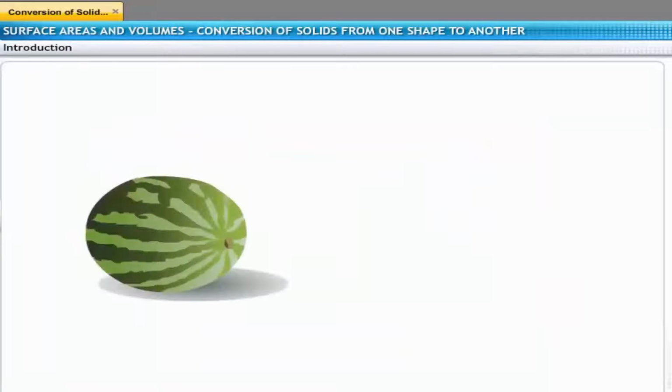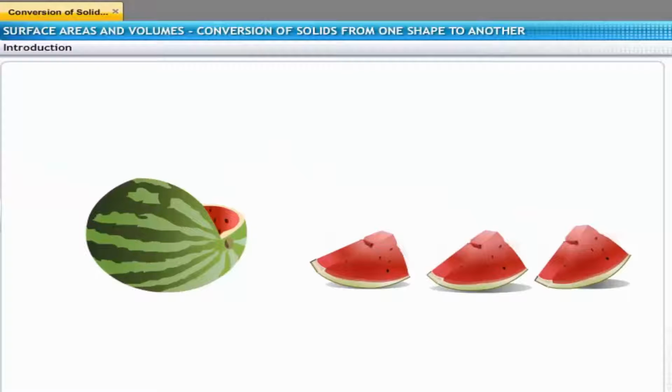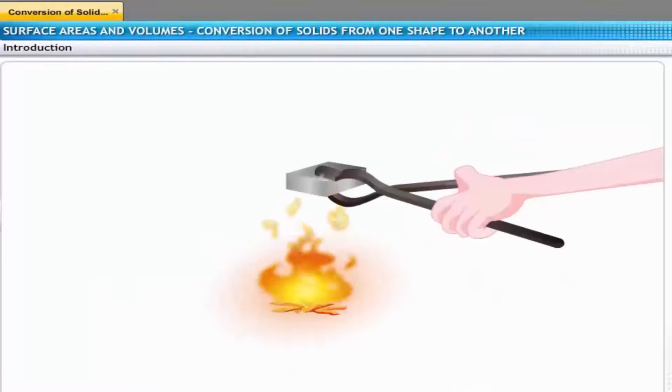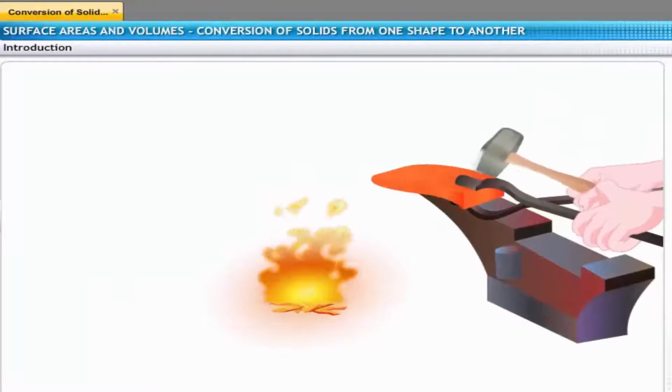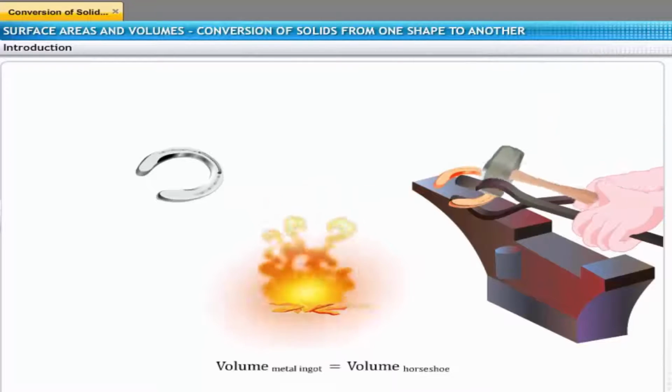When we cut a watermelon into slices, we are converting a solid shape into other solid shapes. Regardless of the size and shape of the slices, there is one fact that holds true of the whole process. The volume of all the slices together exactly equals the volume of the original watermelon. When we convert a solid of a given shape to a solid of another shape, the surface area usually changes. However, the volume is preserved.